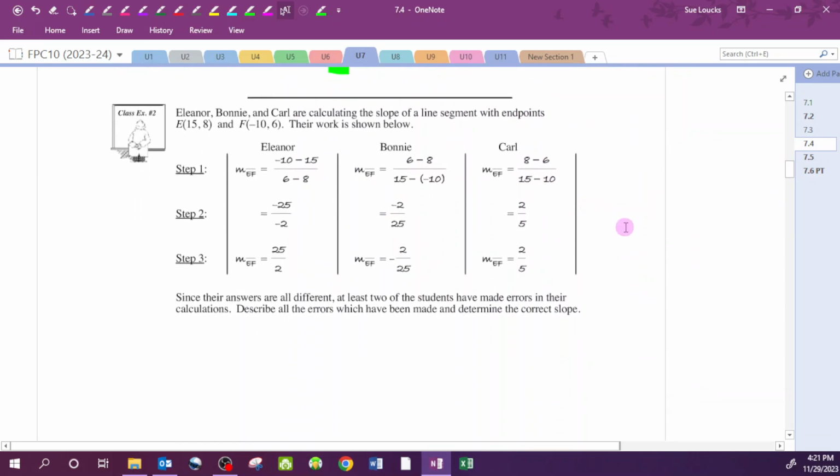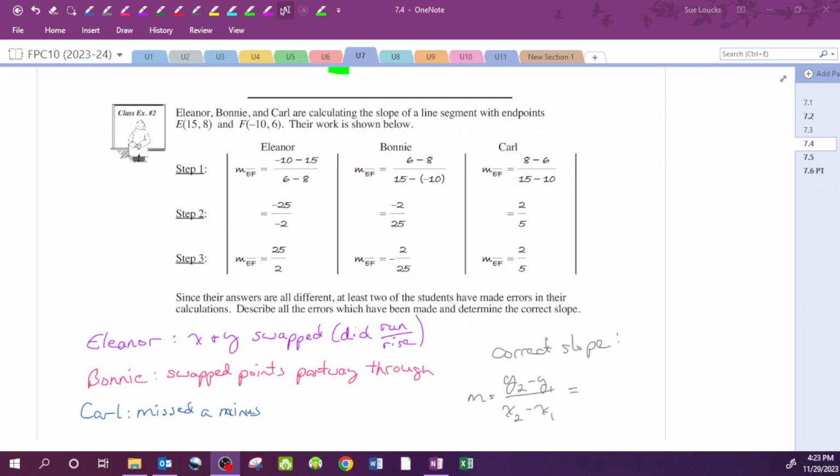All right. Now, Eleanor, Bonnie, and Carl are calculating the slope of a line segment with these endpoints, and their work is shown below. So you pause and see if you can find the mistakes, okay? I'm going to pause and write it down. Okay, so Eleanor, she got the X and the Y's mixed up because she didn't label these. This is the X, this is the Y, this is the X, this is the Y. I'm going to call this point 1 and call this point 2. So she had them upside down.